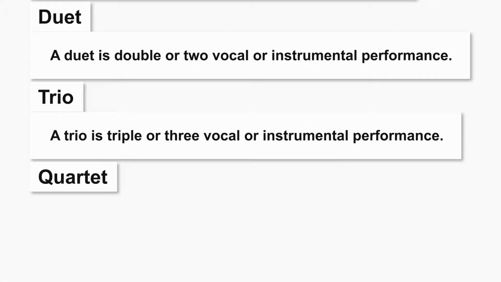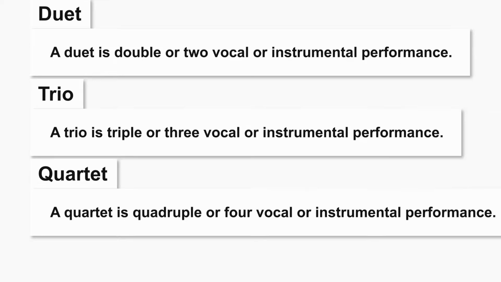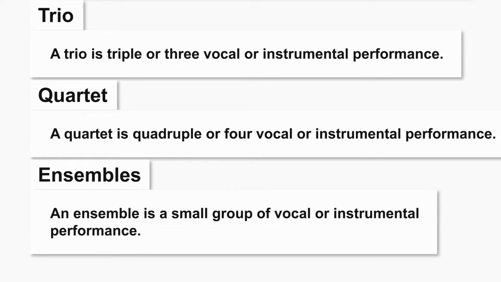Quartet. A quartet is quadruple or four vocal or instrumental performance. Ensembles. An ensemble is a small group of vocal or instrumental performance.